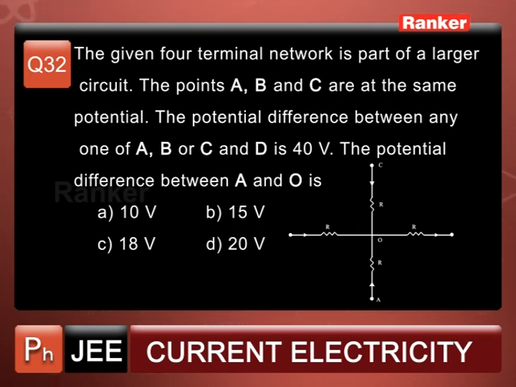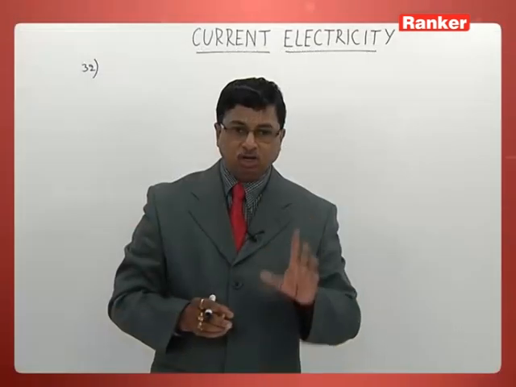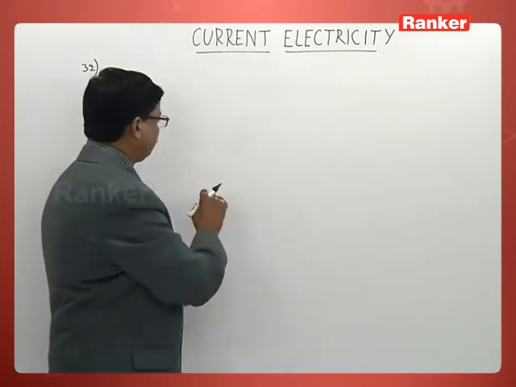The options are given once again. First option 10 volt, second option 15 volt, third option 18 volt and fourth option 20 volt. The correct option for this one is the first option, which is 10 volt. Look at the circuit given first.